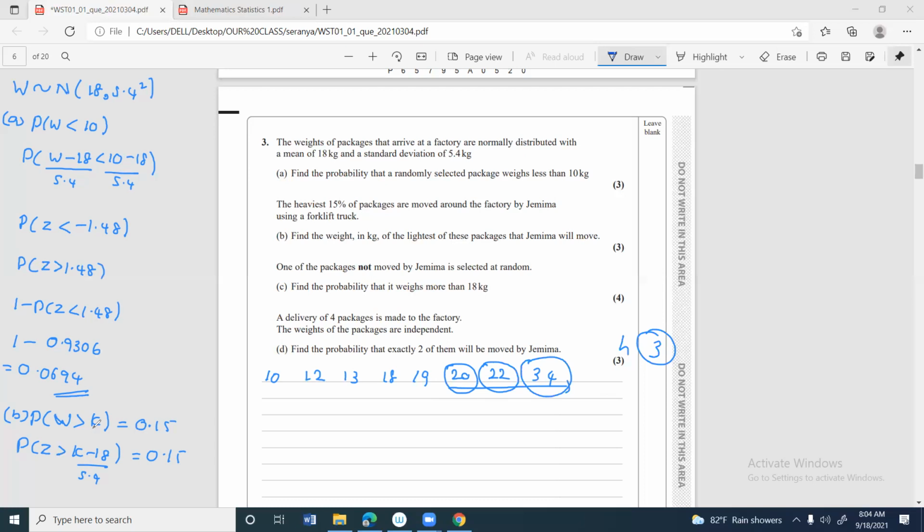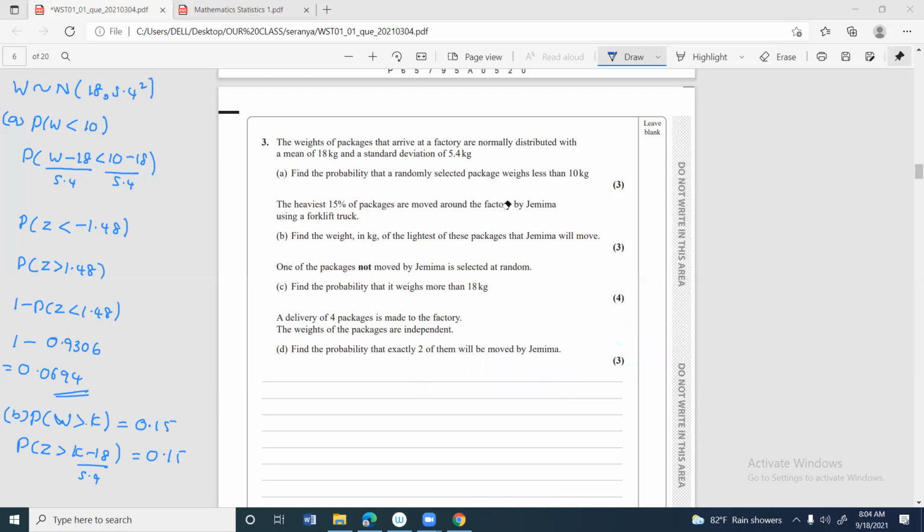the heaviest 15% of the packages. That means, out of the heaviest packages, the lightest one should be the lower bound for that. So all the other weights are greater than this W. Is that clear? Yes. That is how you need to get it.